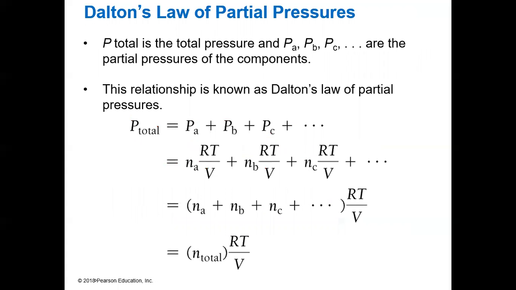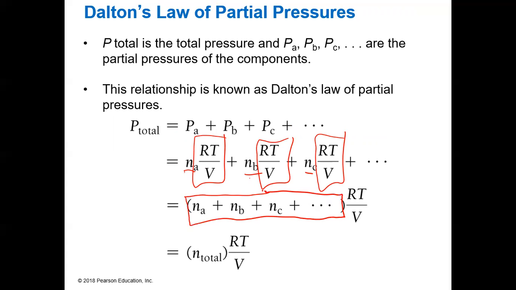This slide says exactly what I just said. They pulled out the number of moles. Again, this is the same for every component. So I could just add all my moles together and multiply the total number of moles times R times T divided by V. I would get the total pressure of my mixture of gases.